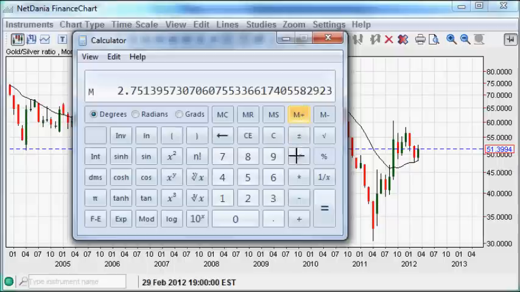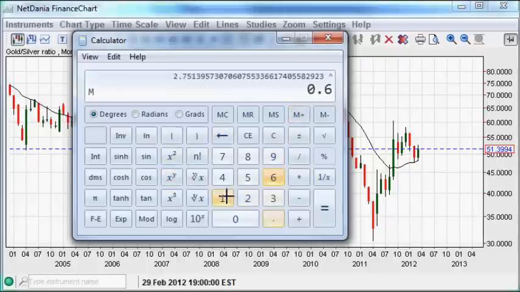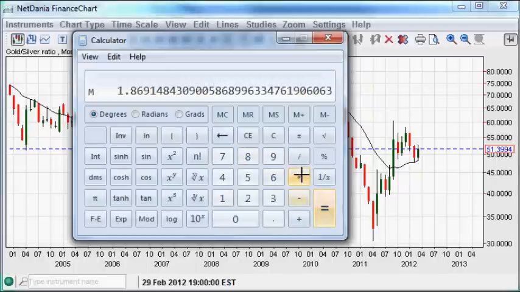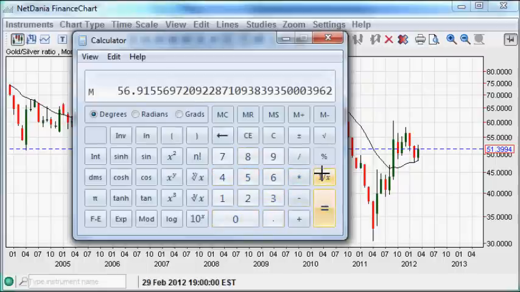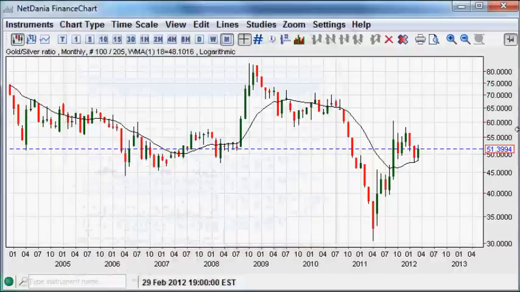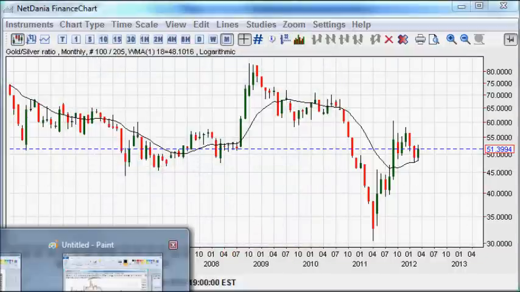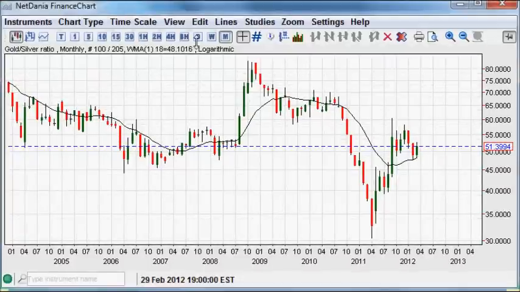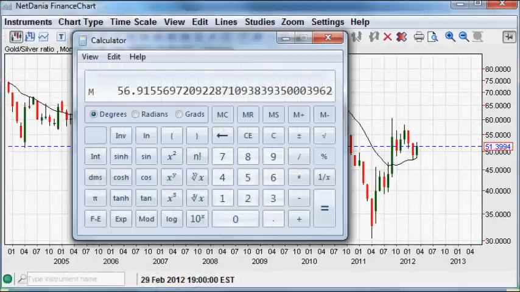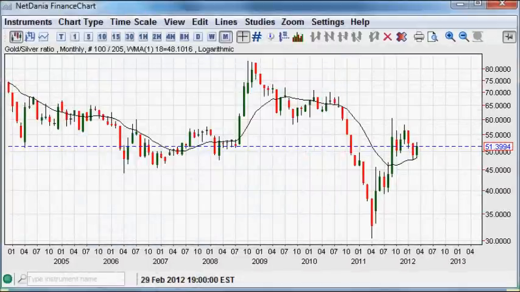We'll save it in the memory. And we'll first put this up to the power of 61.8%. Multiply it by the low, which gives us a price objective of 56.92. Again, we'll take a print screen of this and put this into a Paint program, and we need to find a line at 56.92, so let's do that right now. That would be somewhere in around here.